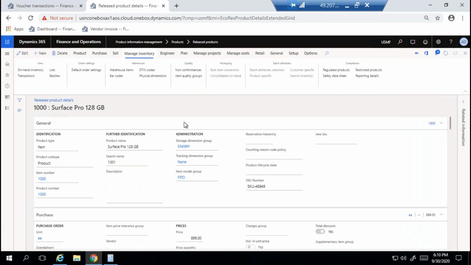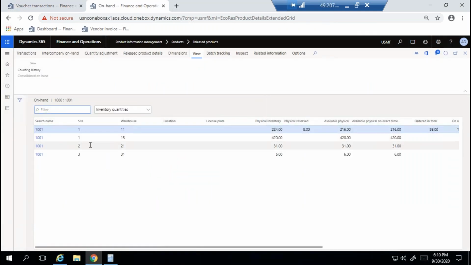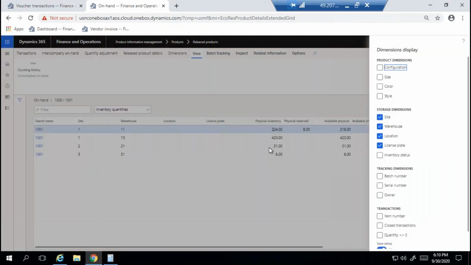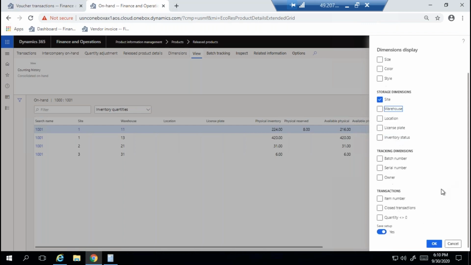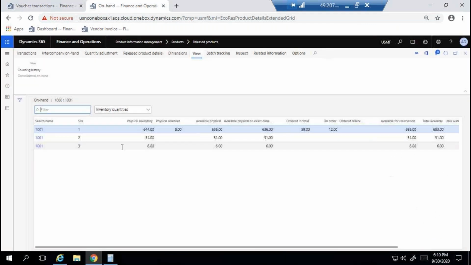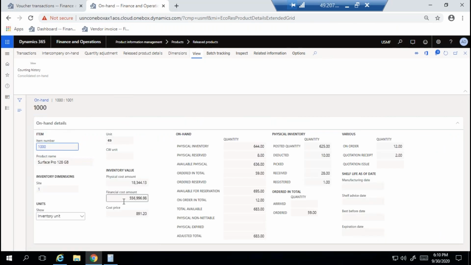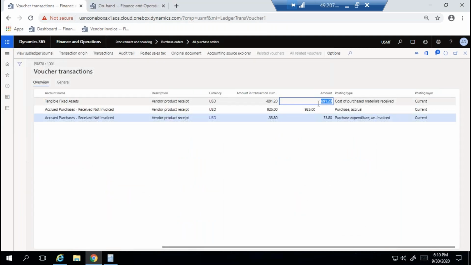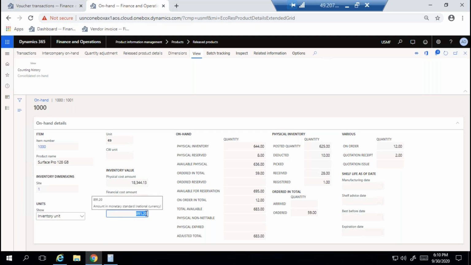Here, manage inventory, on hand inventory. It is taking for all sites and warehouses, I think. Give me 1 second. Let me remove these things. Let me verify the cost price. For this, it is 891.20. Yes. So site wise, 891.